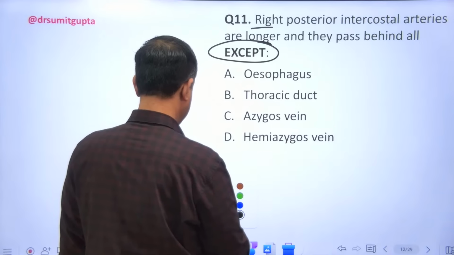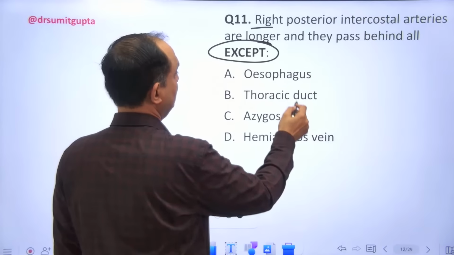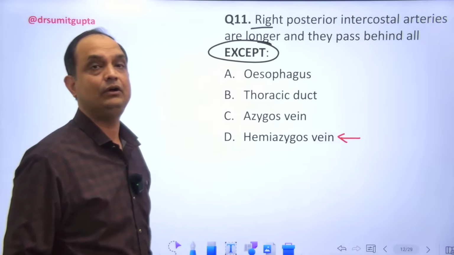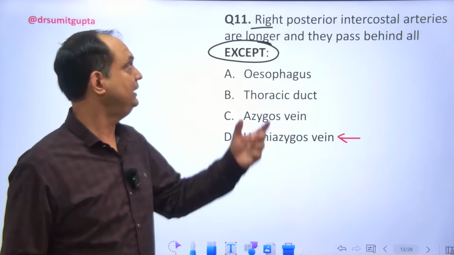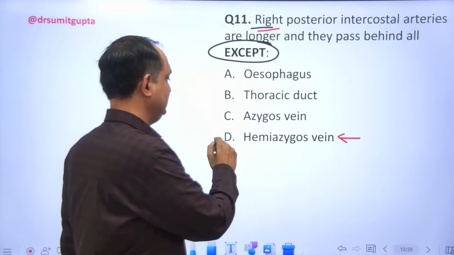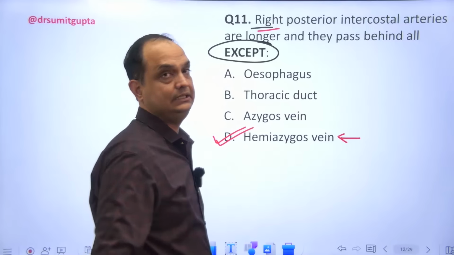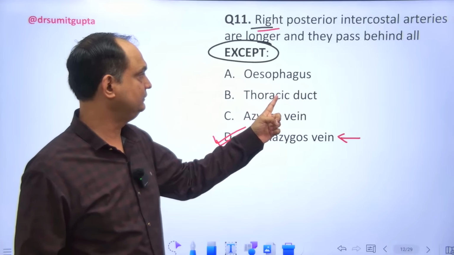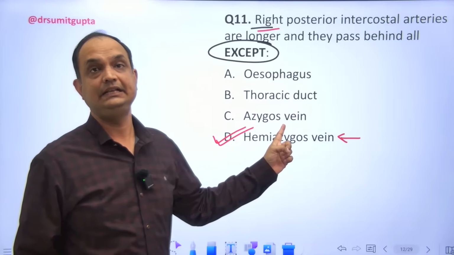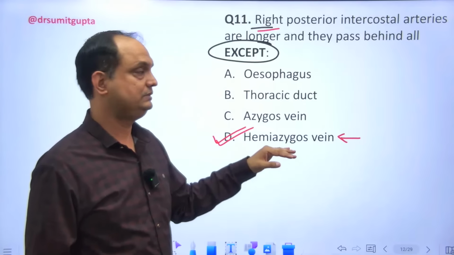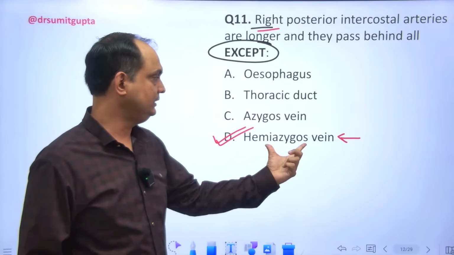Now see, even if you don't know the course, when you look at the options, you can see that hemiazygos is present on the left side and we are dealing with the right-sided arteries. So obviously by this knowledge you can say that the answer is D. But if you read the course of the right, it passes behind the esophagus, thoracic duct and azygos vein, and hemiazygos is present on the left side. So obviously these right arteries never pass behind the hemiazygos.